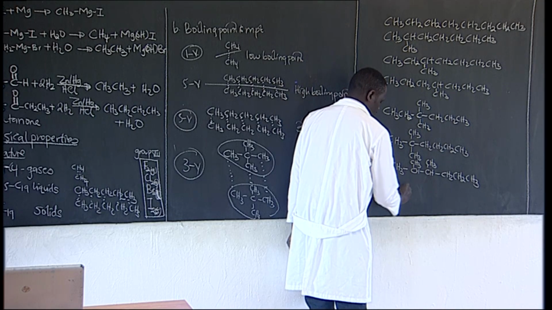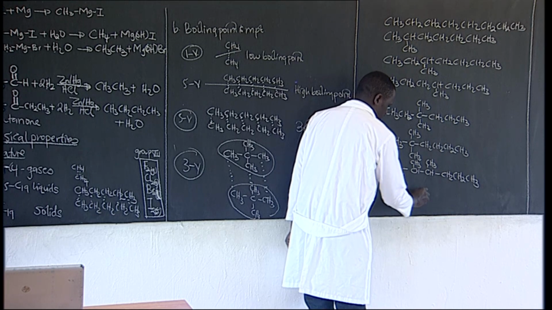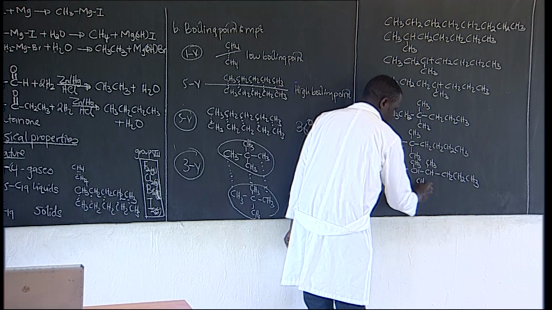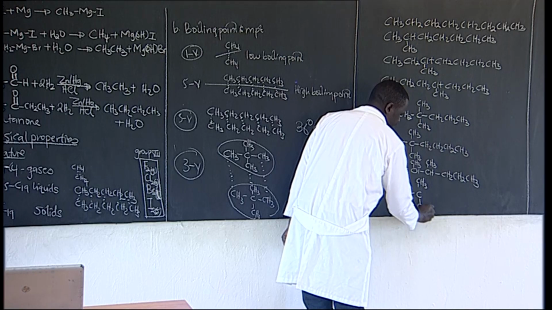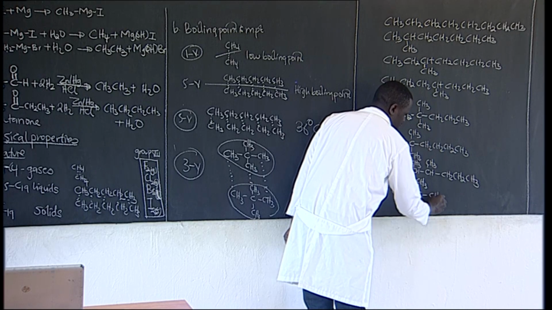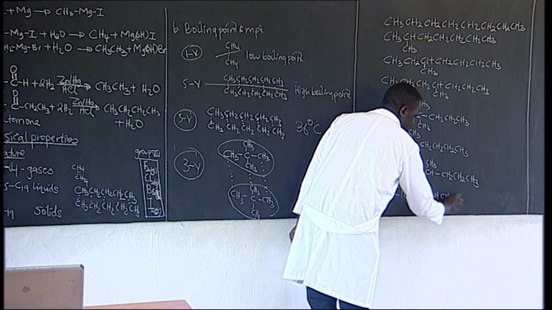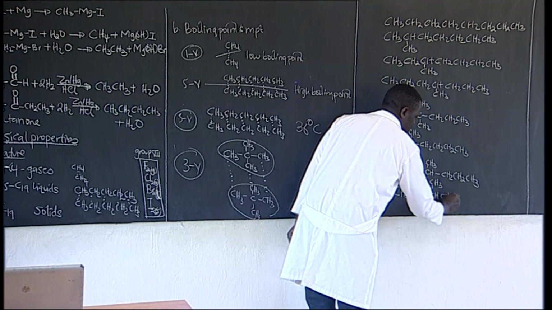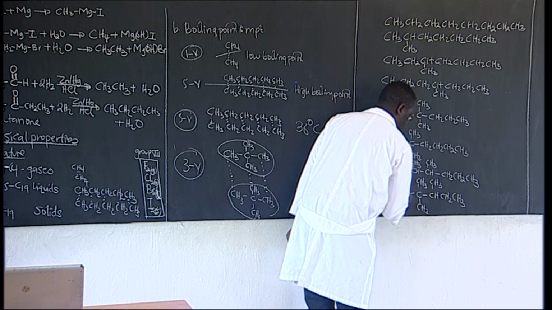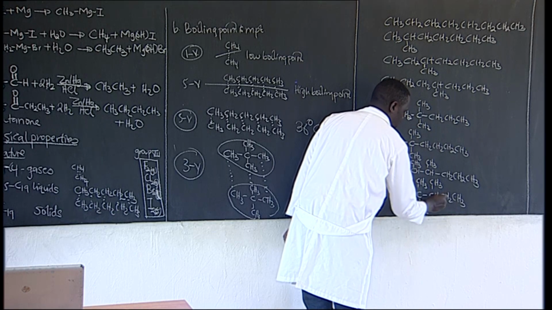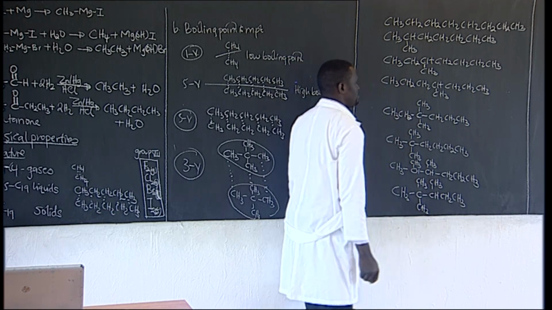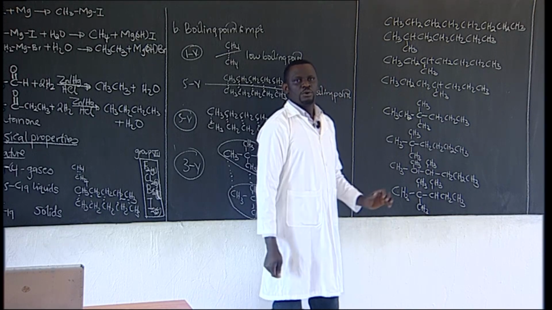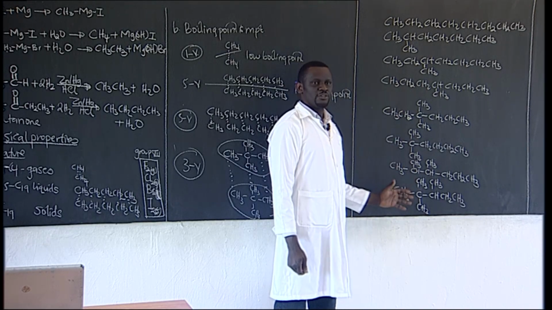We can also write the last one, which has very many branches. CH2. Then we can put another one. So we say 1, 2, 3, 4, 5, 6, 7, 8. There are many. So the students will name these isomers for us.